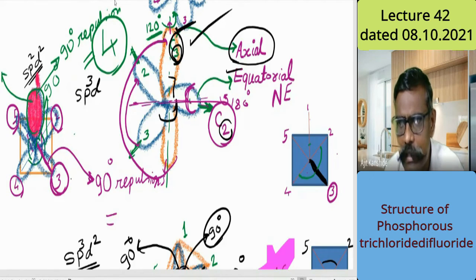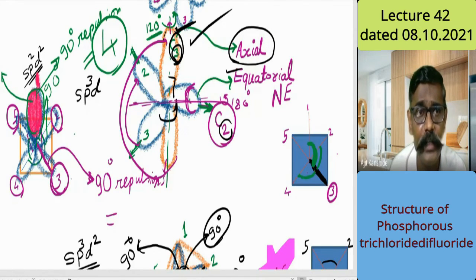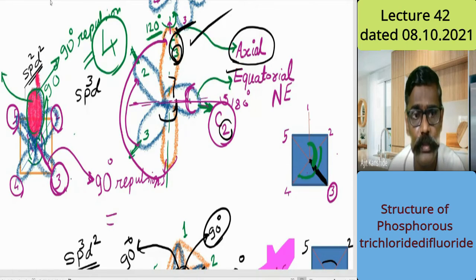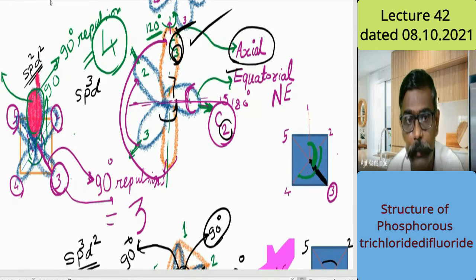So this is also one more 90 degree separation. The student who has answered, no, 2 90 degree separations are there, that is wrong. 3 are there. One with position number 2, one with position number 4, and one with position number 1. So how many 90 degree repulsions are there for such position number 3? 3 90 degree repulsions are there.